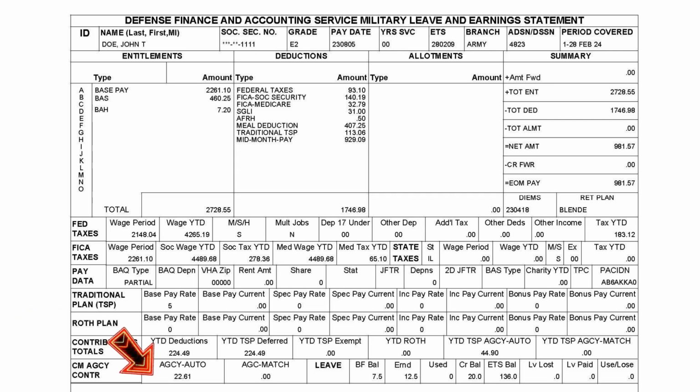You will find your agency contributions that they are matching. So the first one for agency auto, that's the 1% they will always give you for your TSP no matter how much you contribute. For the agency match, that's the other 4% you will receive after 2 years of service for up to 5% of a total match. Over to the right-hand side at the bottom, that's where you'll find how many days of leave you have. The one you really want to look out for is your credit balance, because that will tell you how many days you currently have.